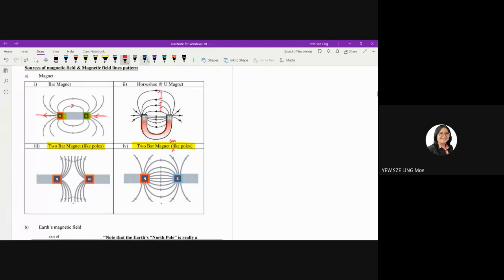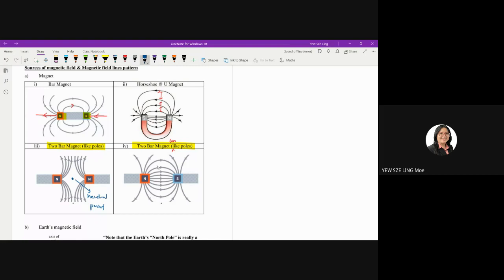One thing I want you to add in the diagram: when you have north poles like this, at the middle, at the center right here, there is a neutral point. It means there is totally no field at this position. And again, same as your electric field, the lines won't cross or overlap each other. So remember, no overlapping when you sketch the diagram.